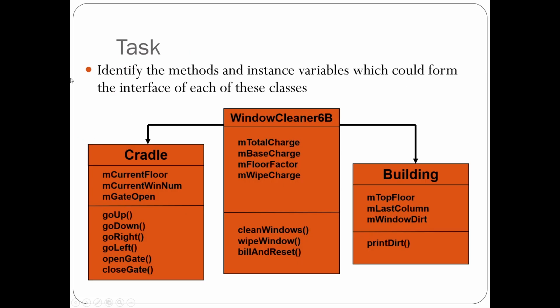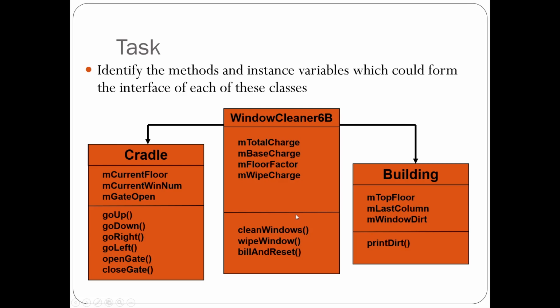So, we've got a situation here. We've got our window cleaner class, and there's obviously a relationship between the main class and this window cleaner class. We've got a building and we've got a cradle. So what you need to be able to do is look at each of these and identify what you want to be public and what you want to be private. What do you actually want these other classes to be able to access?